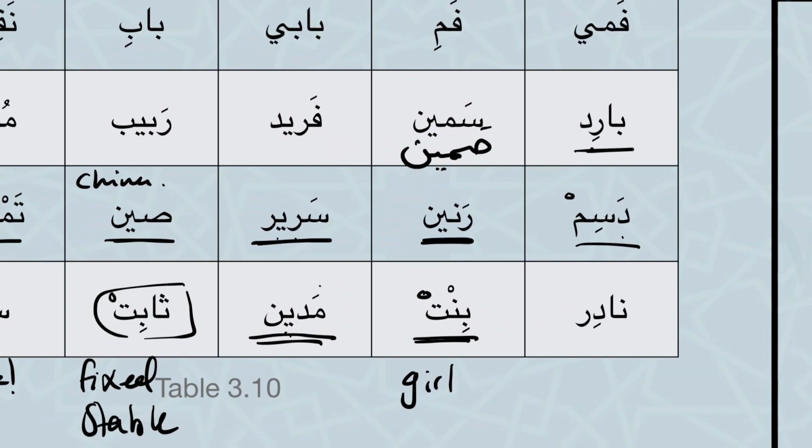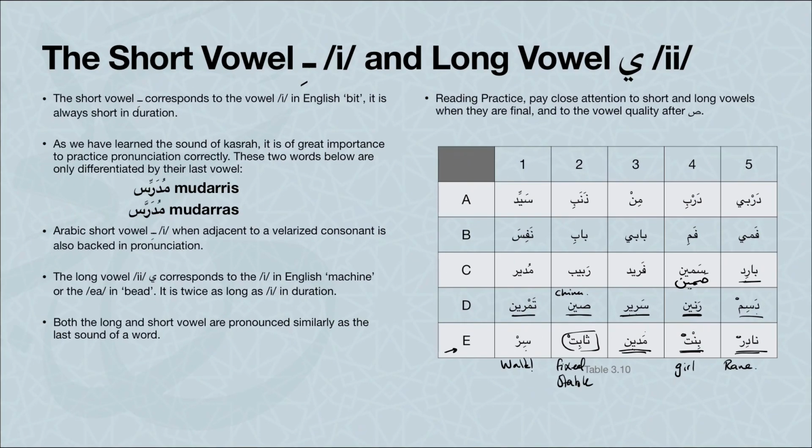This one, the noon has no voweling, but there's an alif, so it's a long vowel, and the dal has a kasra, and assume the ra has a sukun, so it's nadir. Nadir means rare. Anyways, this is lesson 4. Okay.